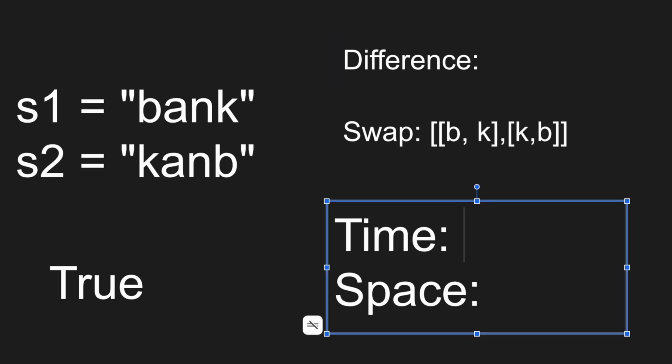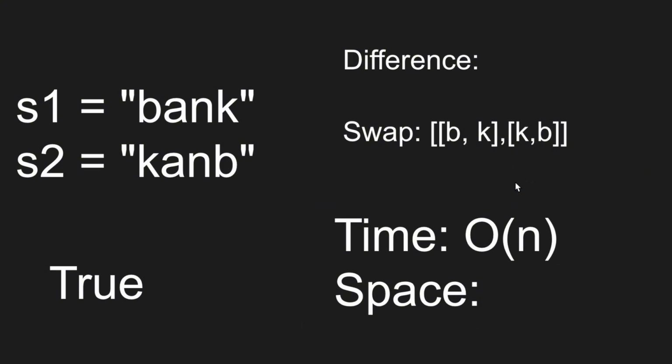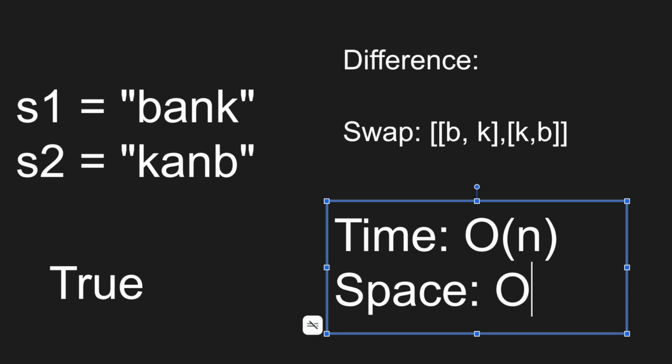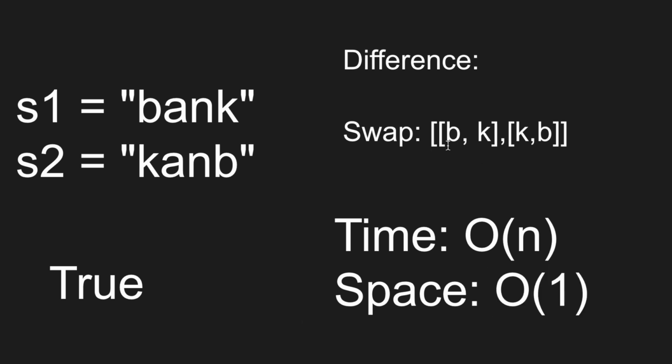So the time complexity of this approach would be O of n, where n is the number of characters in the strings, because we'll have to look through each character in the string. And the space complexity would be O of 1. It would be constant because the length of swap will never go over 2, and we're not using any other extra space. So now let's get to the coding part.